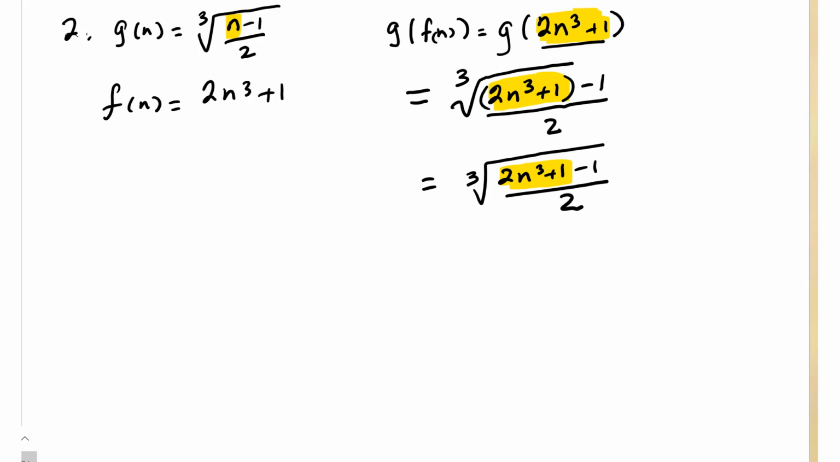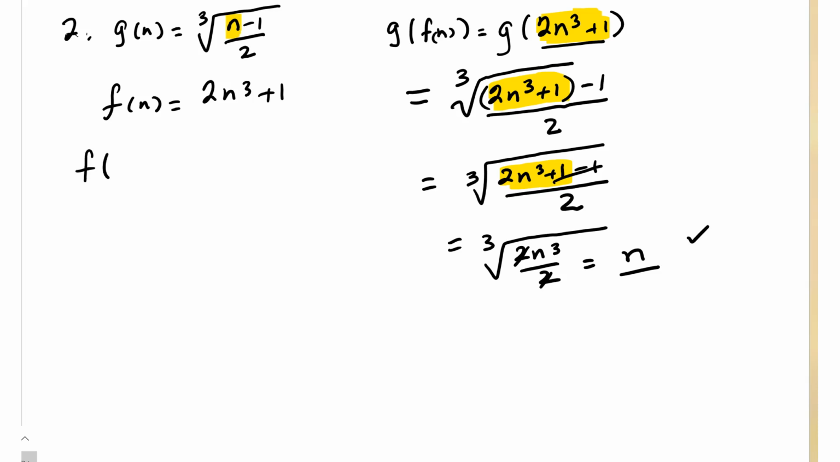So you notice that 1 minus 1 is 0. So you have the cube root 2n cubed over 2. The 2's become 1. So the cube root of n cubed is just n. And that's what we want. So now we have to do the other composition.